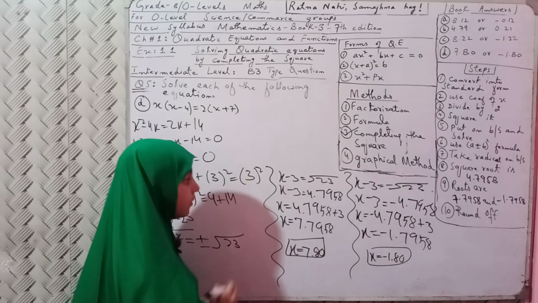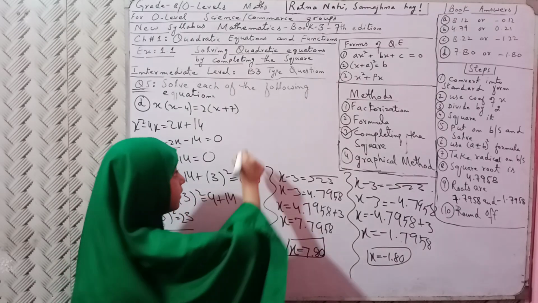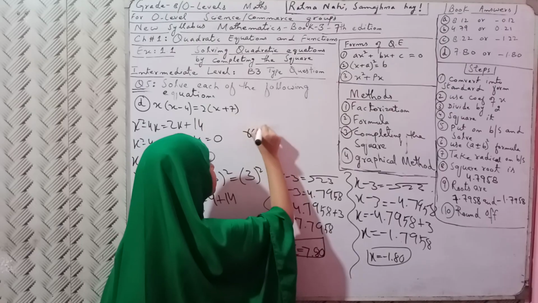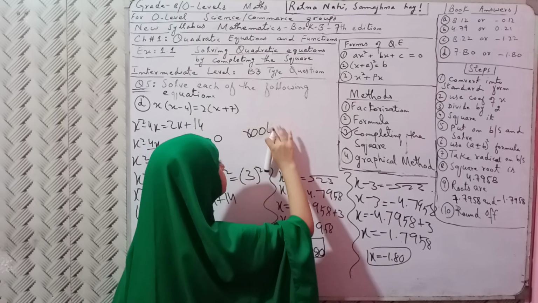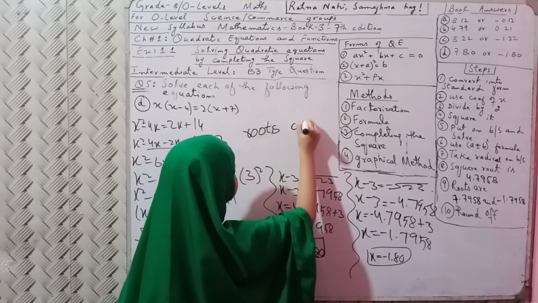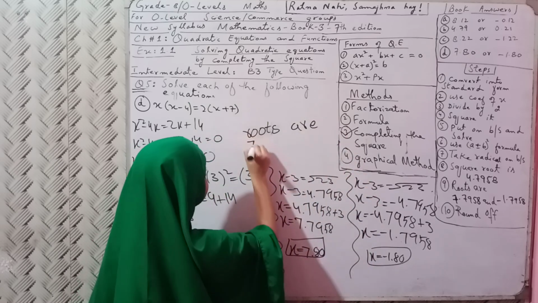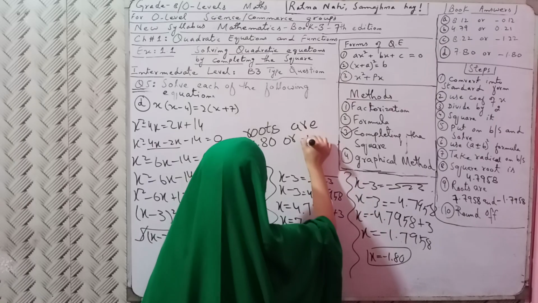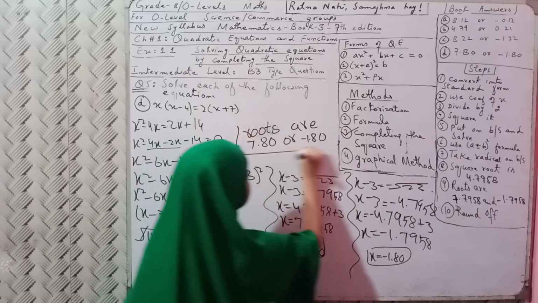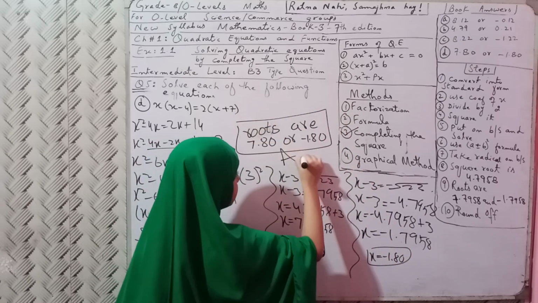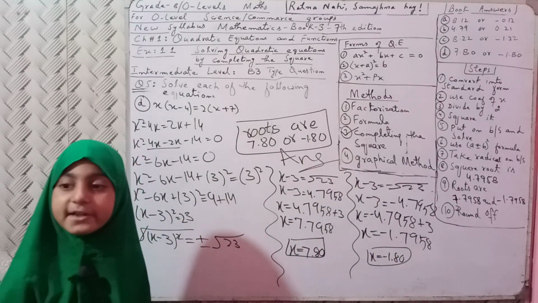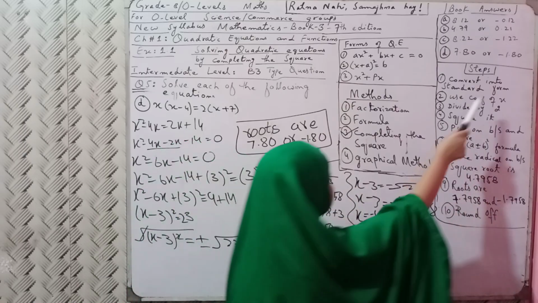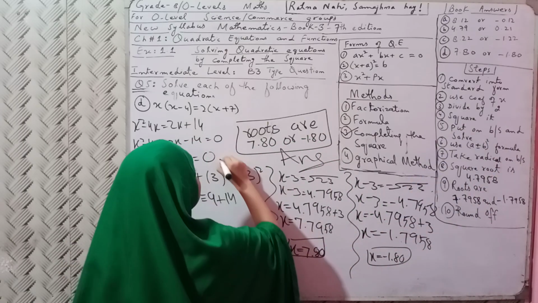So we have found the roots. The roots are 7.80 or minus 1.80, and this is our answer. The book answers are written, you can check it: 7.80 and minus 1.80. It simply means this is correct.